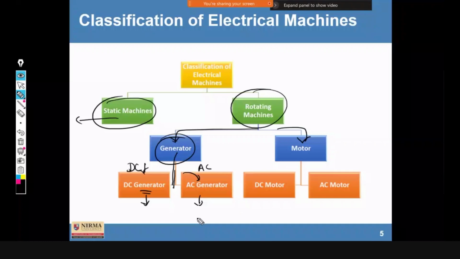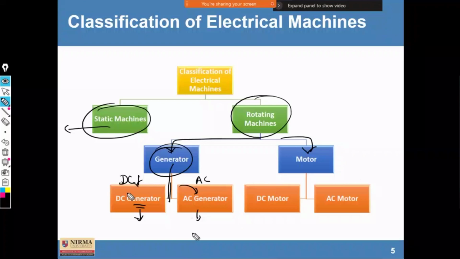Now, what is the output of a generator? DC generator output is DC. Actually, there is an AC process inside, but it is converted through the commutator into DC. So your output is DC in this case. In this case, the machine is an AC generator, also known as an alternator. These alternators are our power generating devices, where in power stations such AC generators are used. We generate the electricity and we consume this electricity at our place. Clear? So these are the various machines. Okay.